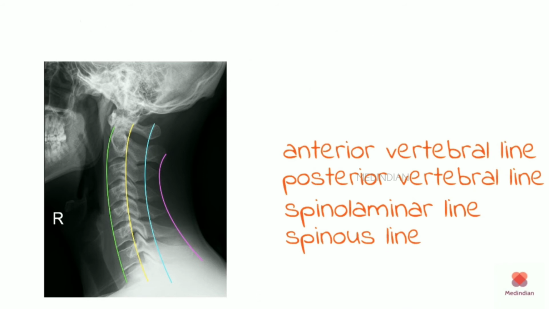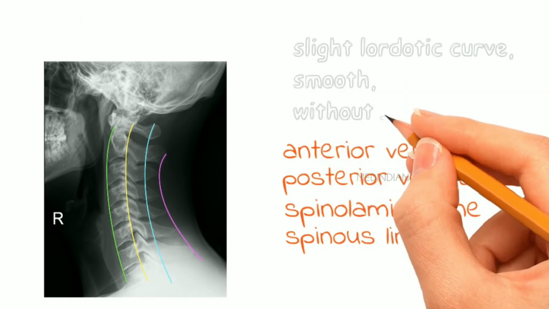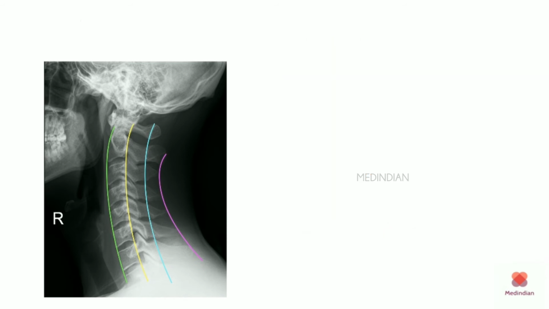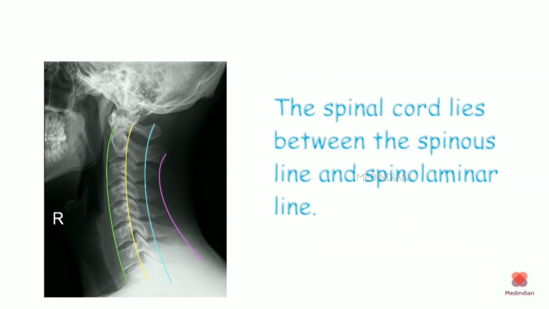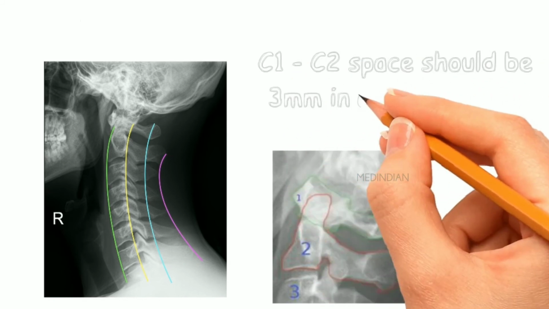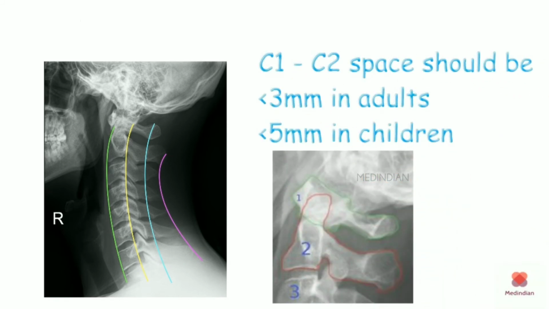These lines should follow a slightly lordotic curve, smooth and without step-offs. The spinal cord lies between the posterior spinous line and the spinolaminar line. Check for the C1-C2 space. It should be less than 3 mm in adults and less than 5 mm in children.